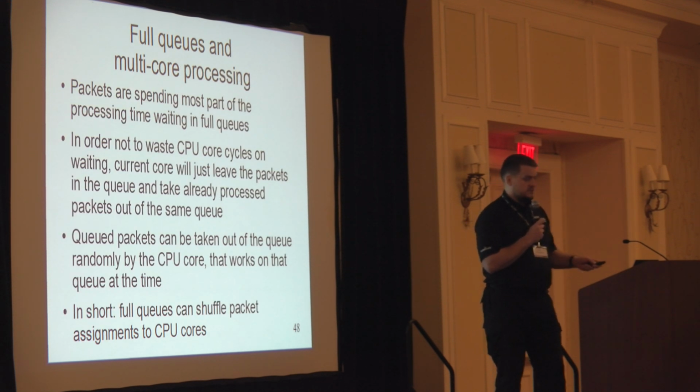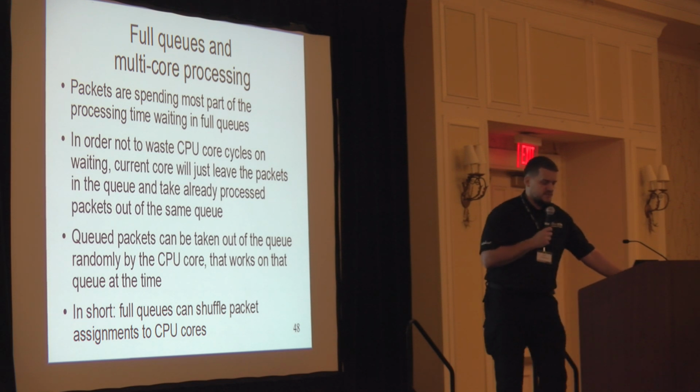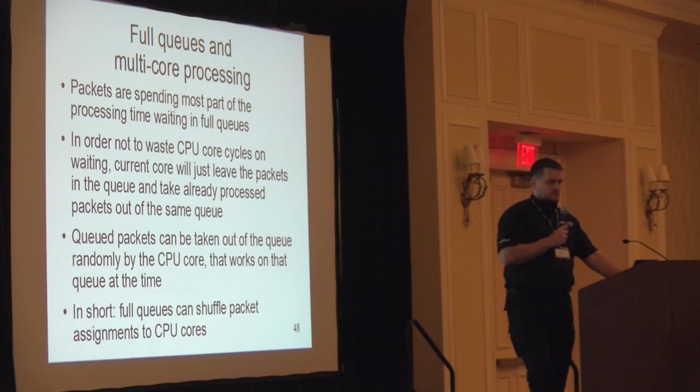The second thing that we also need to consider is how full queues and multiprocessing work. When you have queues, packets actually spend most of the processing time waiting in those queues. So in order not to waste CPU cycles, the current core will just leave the packet in the queue and take an already processed packet out of the same queue. So basically, one CPU will swap packets. One CPU will leave it, and the next CPU might take it out.